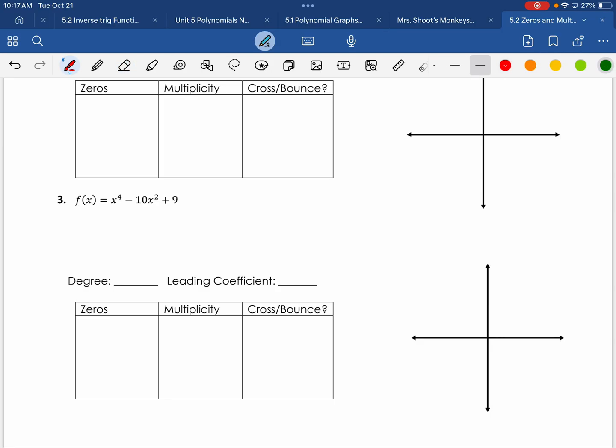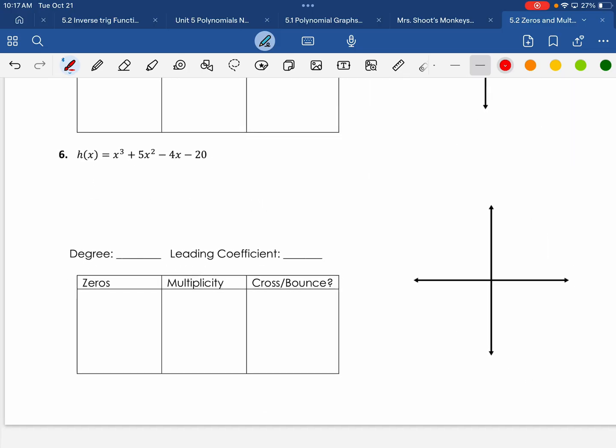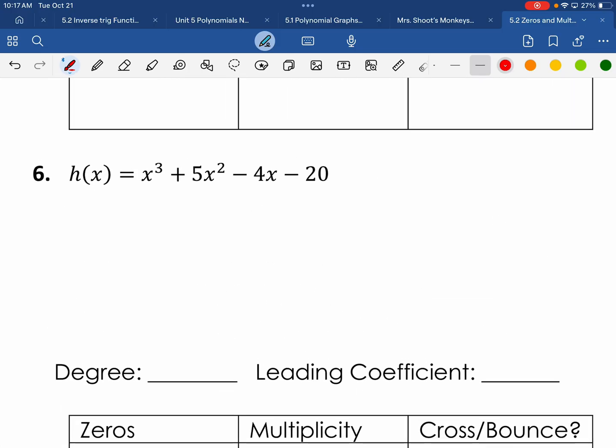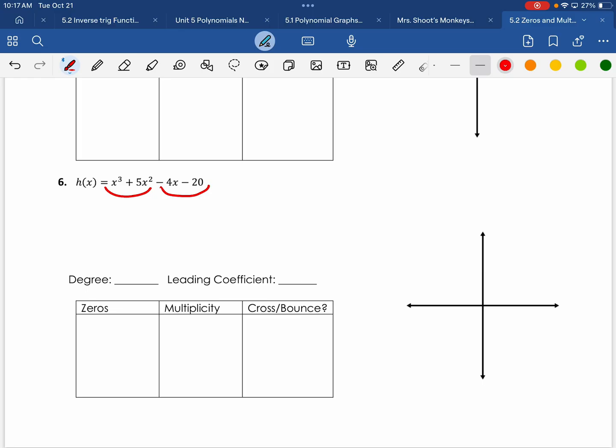So the leading coefficient and the degree, you would find from the original polynomial. But to get your zeros, you would have to factor. Does that make sense? So this one would be a trinomial. And then the other one that you're going to have to factor is number 6. How would you factor number 6? The grouping. Yep. However I want, yes. And then you're going to do degree, leading coefficient, multiplicity, whether you cross or bounce. If you want to put C and B instead of actually writing the word, I'm fine with that. And then you will sketch the graph over there on the right. Good?